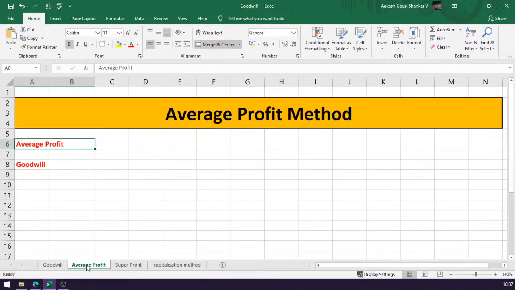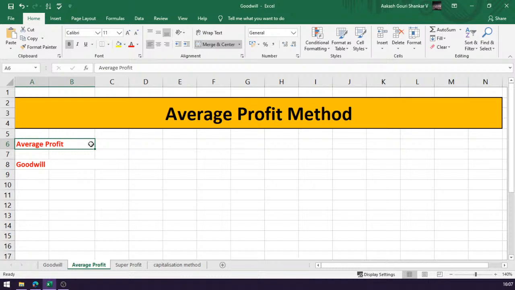Okay, we will start with the average profit method. As we all know, average means something which we are averaging. Like if we are writing an exam for 500 marks, the average mark will be the sum of the marks secured in the 5 subjects divided by the total number of subjects. Similarly, the average profit is the total profit for the past number of years divided by the total number of years. This will give us the average profit.